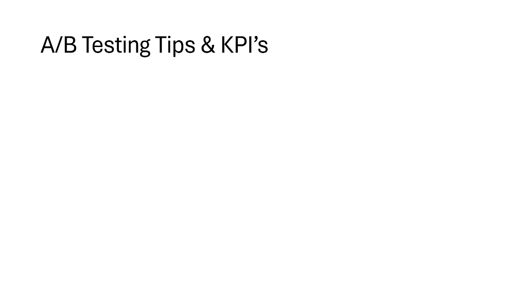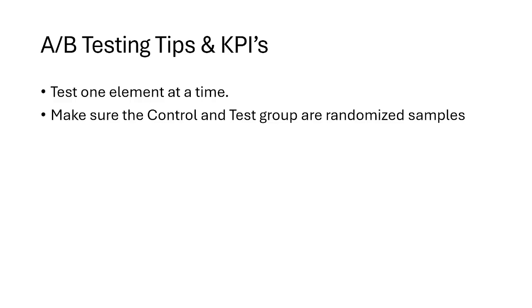So let's talk about A/B testing tips and understand what KPIs are. As I just mentioned, we only want to test one element at a time. The next thing is we want to make sure the control and the test group are randomized samples.